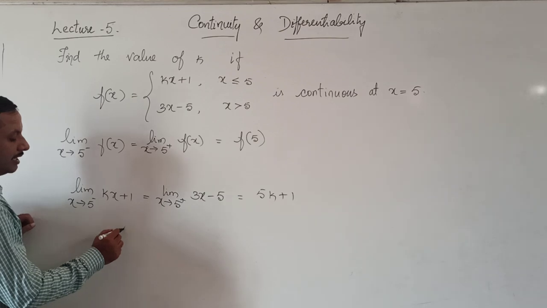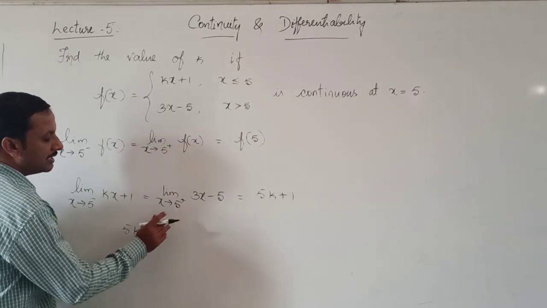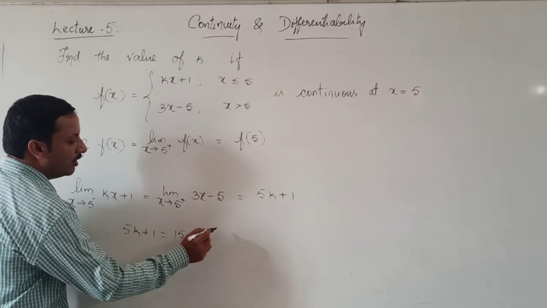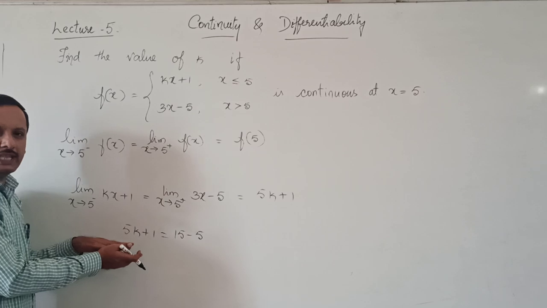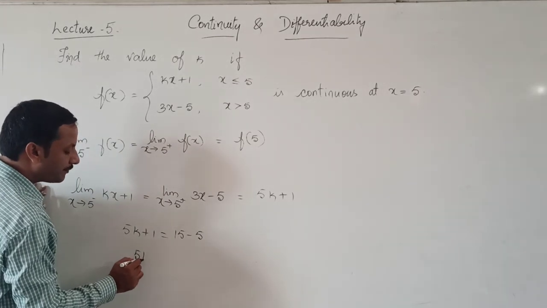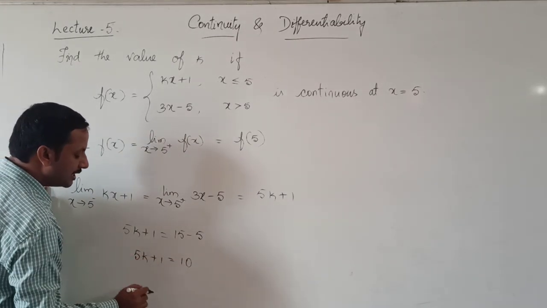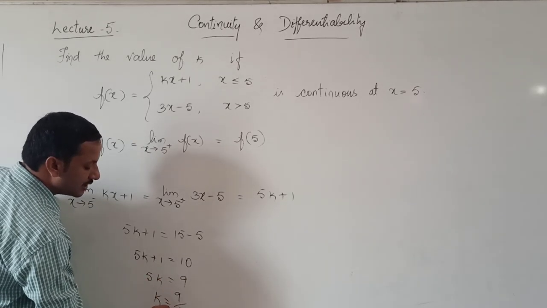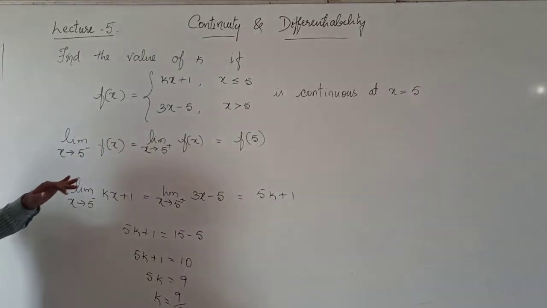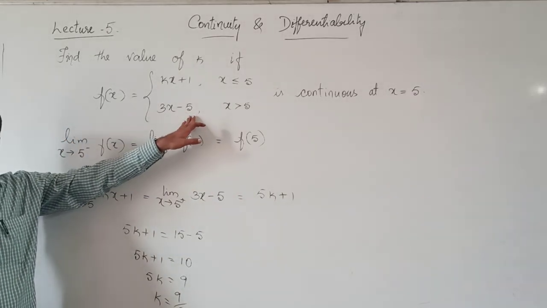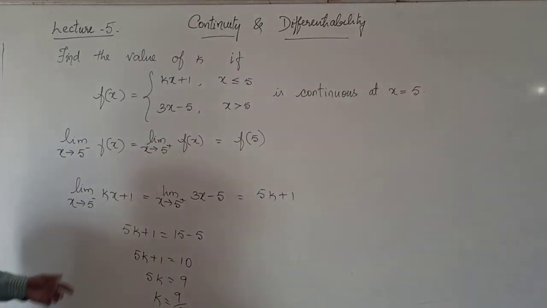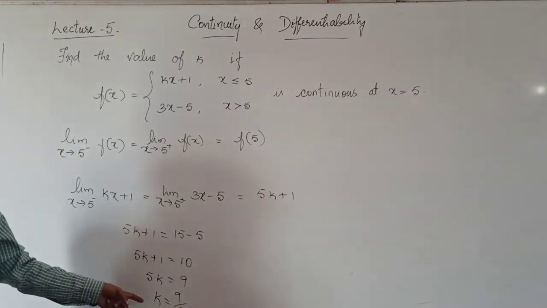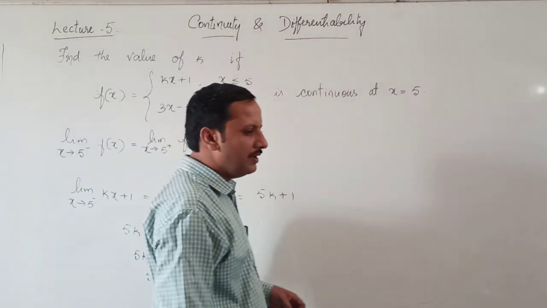So here if I apply the limit, I am getting 5k plus 1 is equal to, here if you apply the limit, we get 3 into 5, 15 minus 5, which is also equal to 5k plus 1 that we have already written here. So 5k plus 1 is equal to 10, 5k equal to 9, and therefore k is equal to 9 by 5. Left hand limit is equal to right hand limit is equal to the function value. On solving that, we got k equal to 9 by 5.